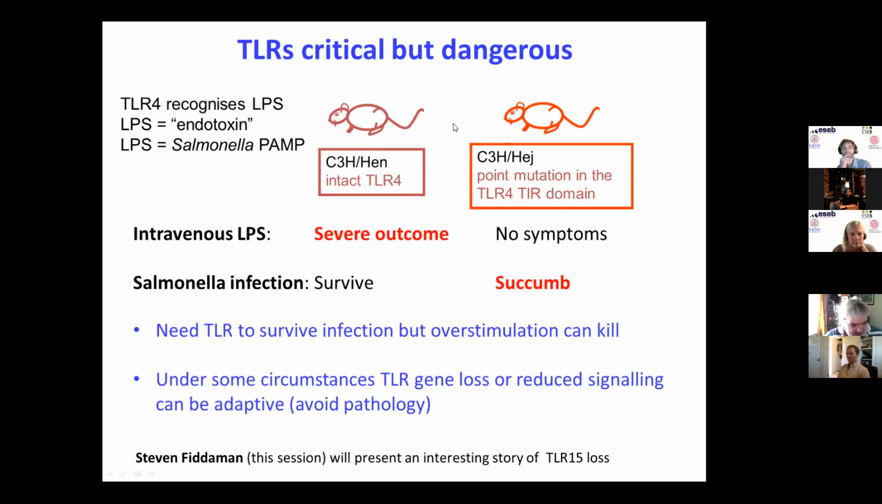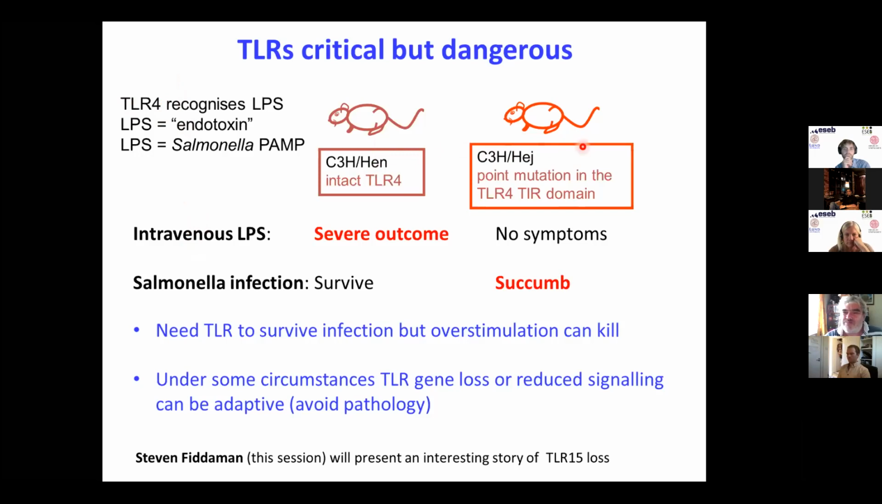The other point I wanted to make early on is that we all think about TLRs as being absolutely critical, and they are. If you don't have a TLR or TLR function, you can die of infections, but they're also incredibly dangerous. I'm sure that many of you here are aware of a condition known as endotoxic shock. Endotoxic shock involves lipopolysaccharide, which we've already talked about. It's recognized by TLR4, and endotoxic shock is essentially too much endotoxin, too much LPS stimulating TLR4, and that can lead to really severe disease.